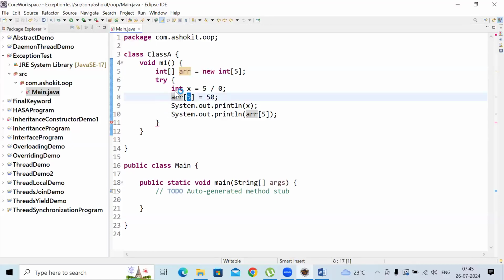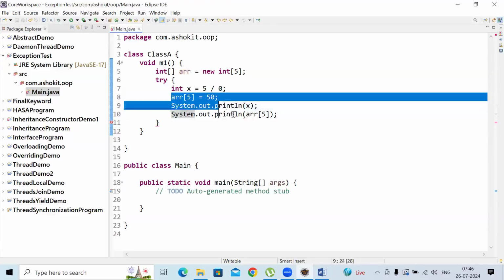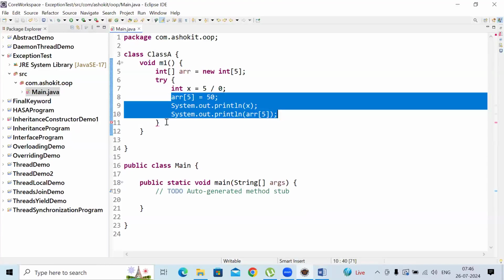What type of exception occurs? Arithmetic exception. From the try block, for example, at line number 7, if there is an exception, immediately from line number 7 only, the control will jump to which block? Catch. Am I clear with you? Yes, from line number 7 directly the control goes to the catch block. Then what to understand here? Line number 8, 9, 10, these 3 statements are executed or not executed? Not executed.